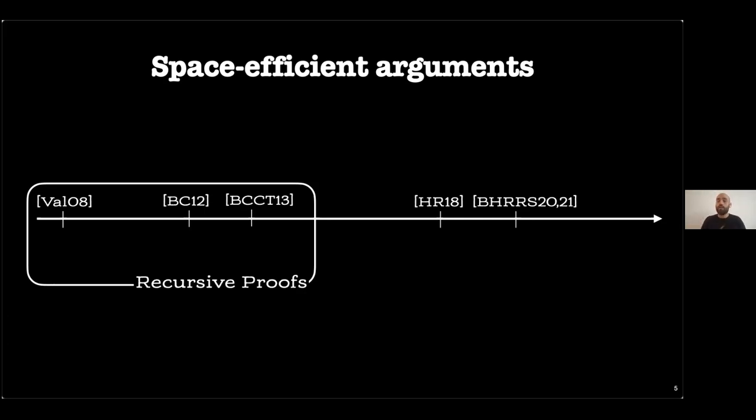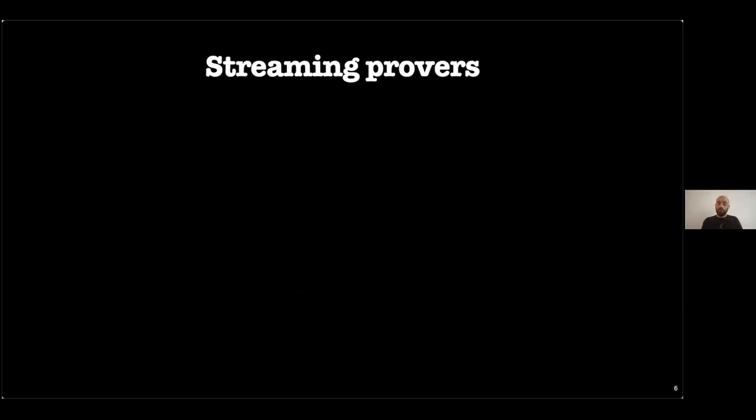And more recently, there has been this interest in developing provers that are streamable. What does it mean for a prover to be streamable in practice? And this is the way that I wanted to think about it: you have a prover that is reading a file sequentially, and it's outputting a proof.